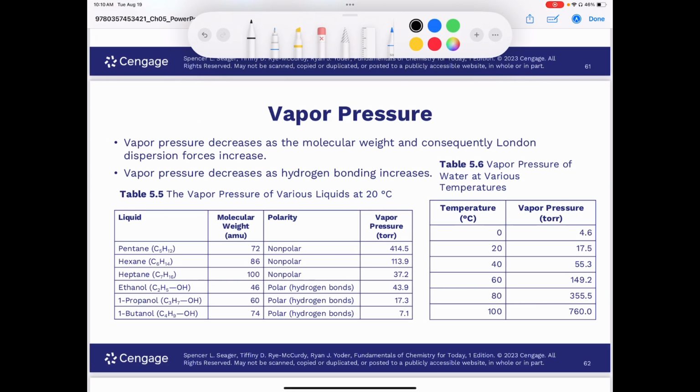And so here are some tables that show some vapor pressures of some liquids and some trends as well.